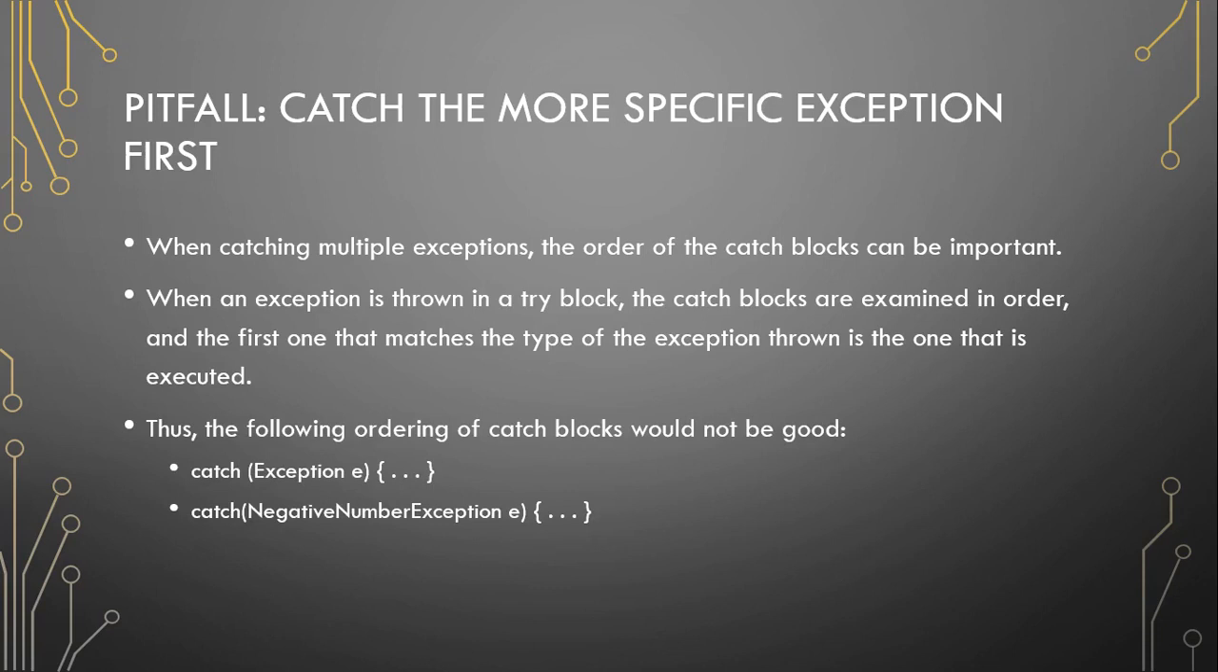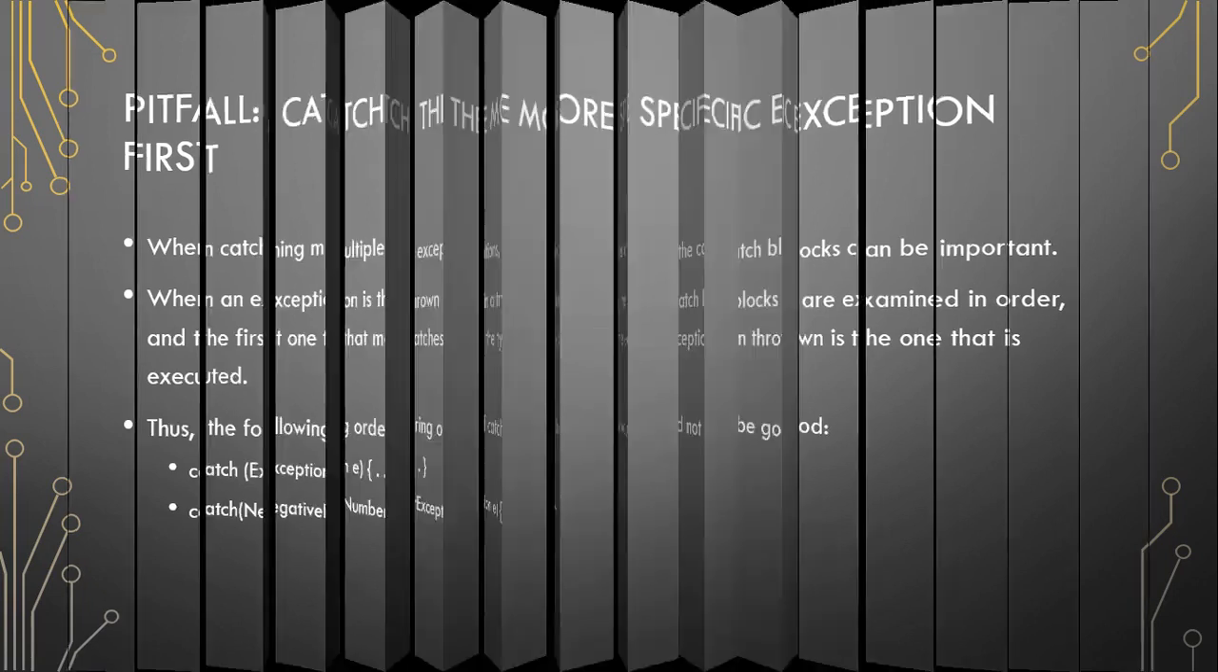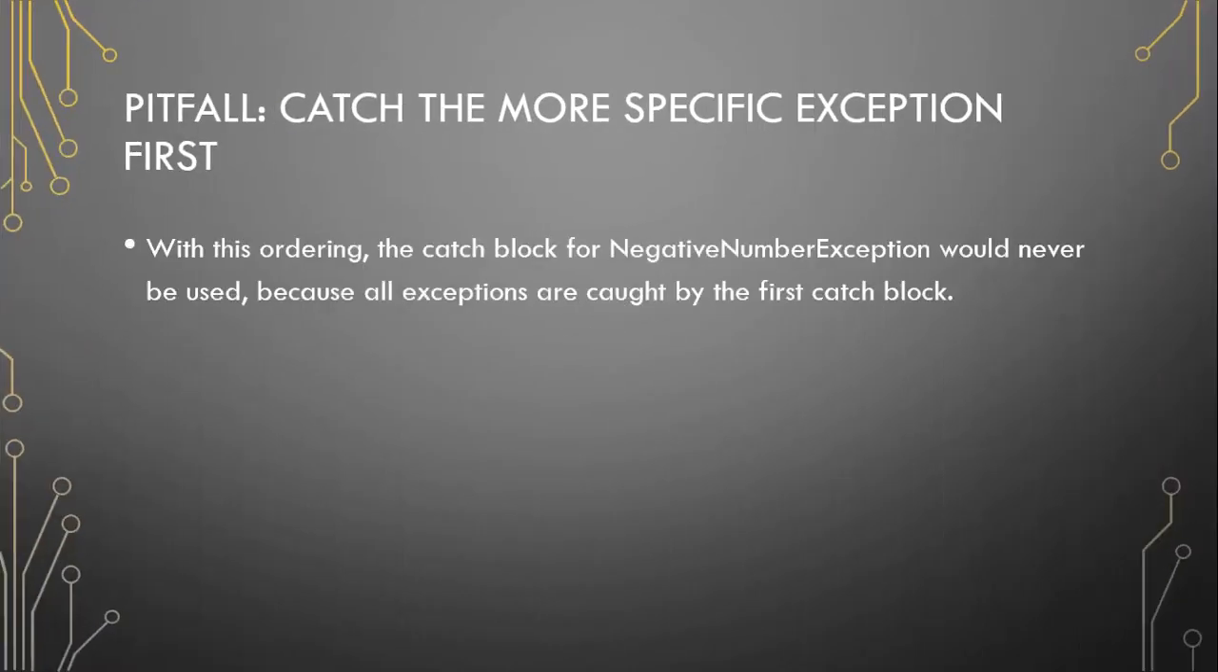You have catch exception E, catch negative number exception E. Now, you might look at this and automatically recognize that's not good because exception E is a very general exception. It's kind of like your catch-all, if you will, whereas negative number exception E is very specific. With that order, the catch block for negative number exception would never be used, because all exceptions are being caught by the first catch block. It's the general catching: oh, I'm an exception, catch. Fortunately for us, the compiler is going to warn about this, probably telling us it's unreachable code, because we can't get to it.